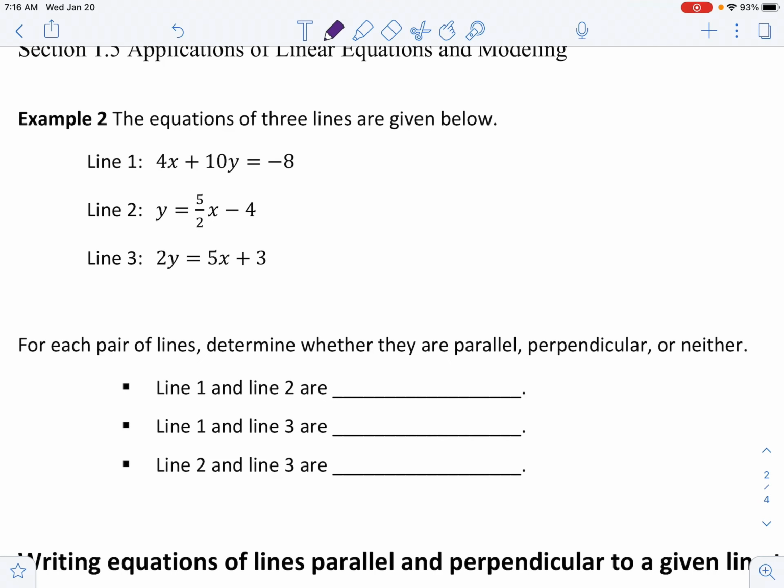Line 2 is my favorite. This guy is already written in slope-intercept form, right? This is definitely y equals mx plus b. So slope is 5/2. So for this one, line 2, I'm going to say M2. I'm going to write that subscript 2 to indicate this is a slope of line number 2. M2 equals 5/2. I didn't have to do any work because line 2 was already written in slope-intercept form. I've got to do line 1 and 3.